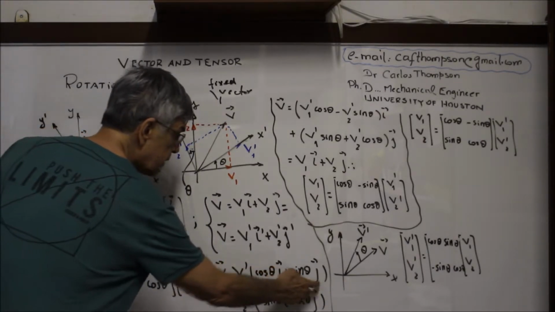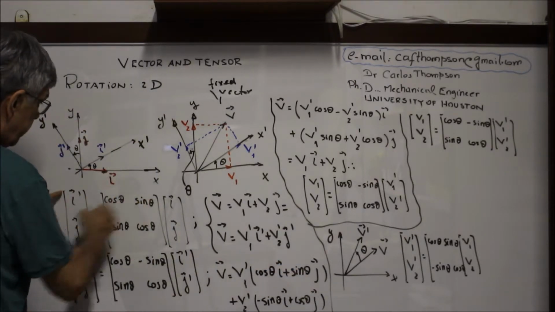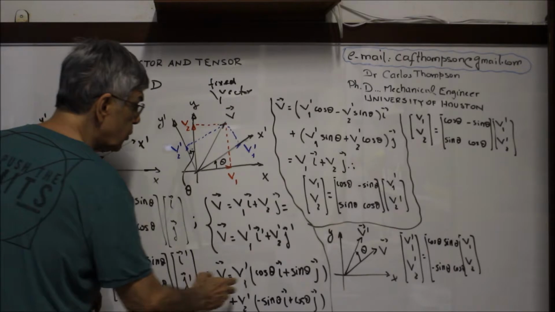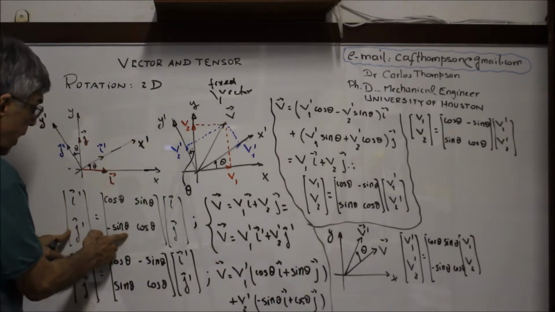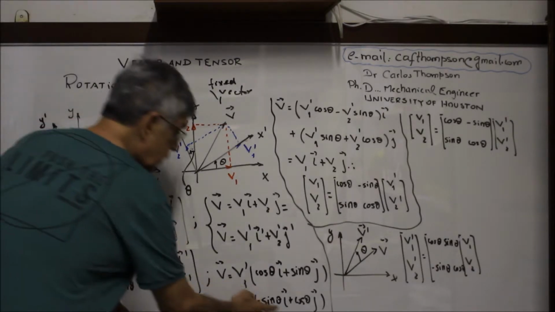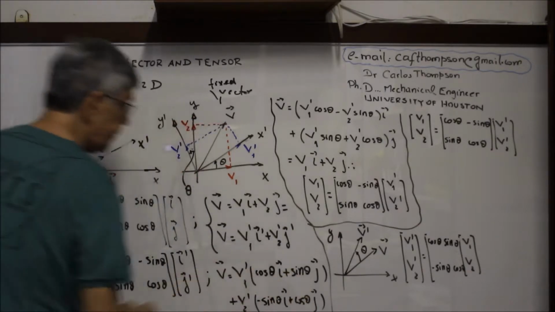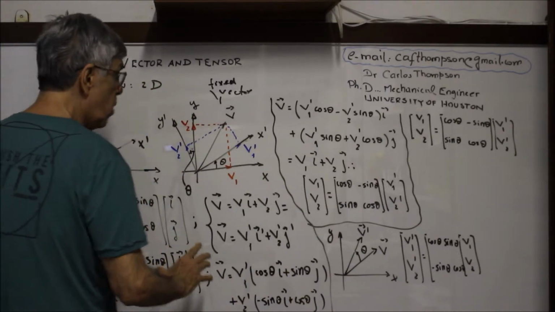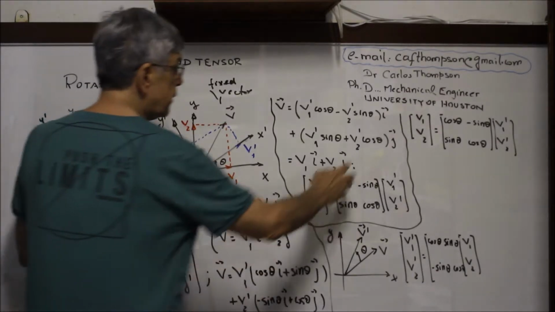Cosine theta i plus sine theta j. This is exactly what is i prime. Now I'll substitute j prime over here. So j prime is minus sine theta i plus cosine theta j, right here. Now I rearrange these terms over here, and here's i.